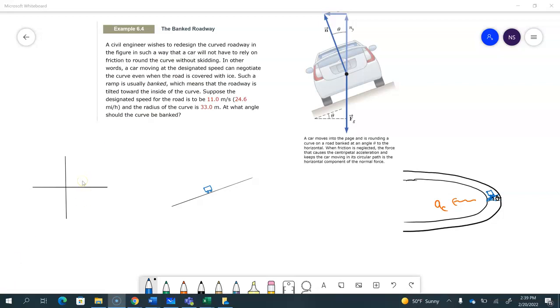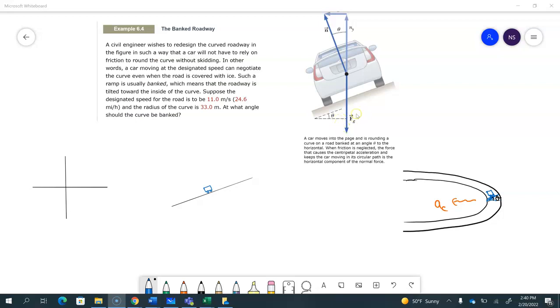Okay, here is a problem on a banked roadway, and there are two parts to this problem. The first part is about designing the banked roadway, as they explain here. A civil engineer wants to redesign the curved roadway in the figure in such a way that the car will not have to rely only on friction to round the curve without skidding. In other words, a car moving at the designated speed can negotiate the curve even when the road is covered with ice.